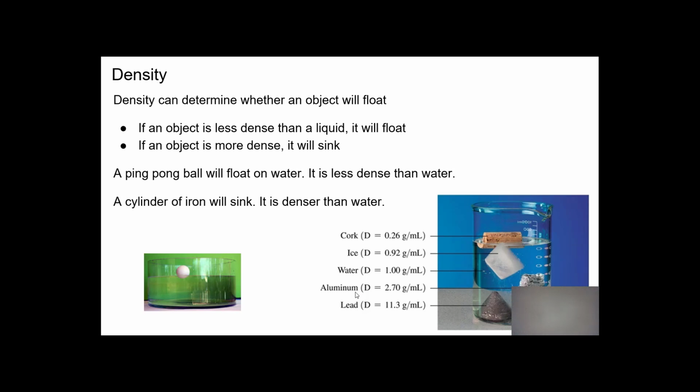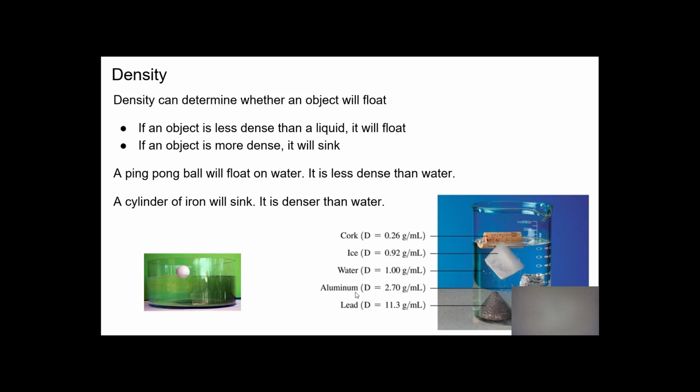Density can determine whether an object will float. If an object is less dense than a liquid, it will float. If an object is more dense, it will sink. A perfect example is a ping pong ball that floats on water. A ping pong ball is a very low density material, and everything has a density value, so because it's not sinking in water, it has a numerical value that is smaller than water, or lighter than water. So it's going to stay on top. No matter how much you push it down, it's always going to come back on top because it's not as dense as water.